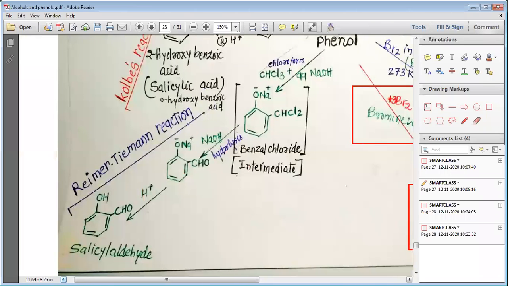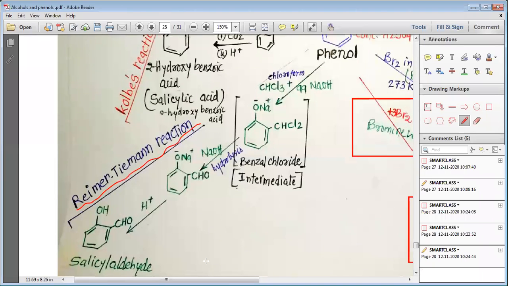Now, my dear students, you can see on your screen the new reaction that we are going to study. This reaction is known as the Reimer-Tiemann reaction. Please learn and remember this Reimer-Tiemann reaction, whatever they call it. So first, let us study the Reimer-Tiemann reaction.